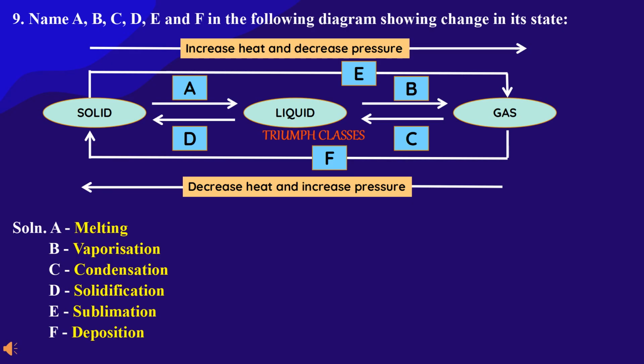So, point A is melting. Point B is vaporization. Point C is condensation. Point D is solidification. Point E is sublimation. Point F is deposition.